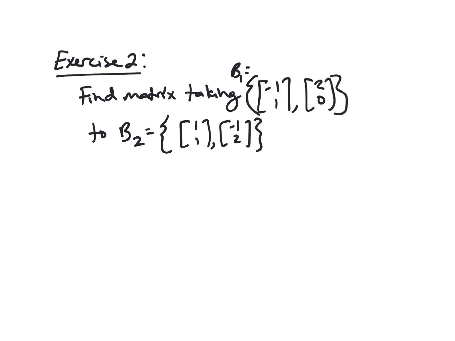And so for your second exercise, I want you to try doing something similar. So take this first basis to this second basis, find that matrix where neither of these is the standard, but you should kind of use the standard as a middleman.